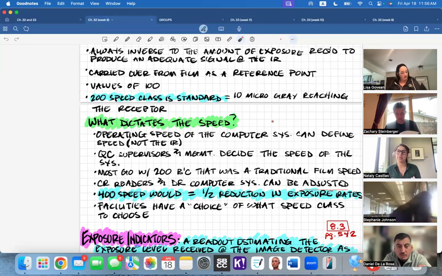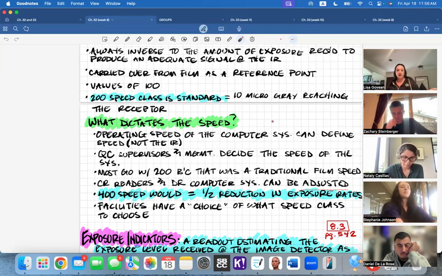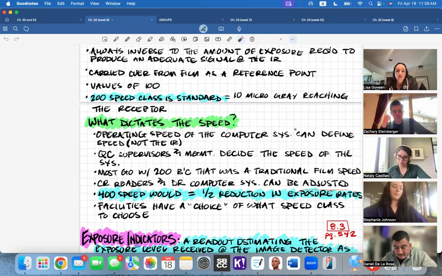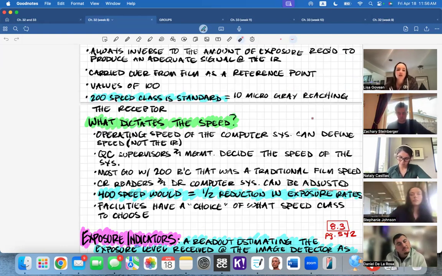Something about the phosphor plates. It says for traditional film-based, speed was clearly defined because the target outcome was to produce an average density on a standard film that would measure 2.5 on a densitometer device. And then we would have the correct exposure for film. That's why it had to be 200 for that. But now with digital, I think you're right, Natalie. I think it doesn't matter as much anymore, as long as hopefully they're setting a higher speed class so that we can have less exposure to our patients.